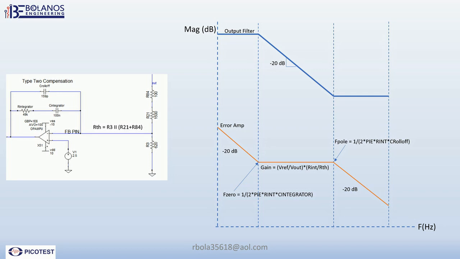Here, in my simulation I'm using a type 2 compensation, and I have my error amp. Here I have my integrator resistor, and I have my integrator capacitor, and then I have a roll-off which is connected across the integrator resistor and cap. And then here are my sampling resistors.